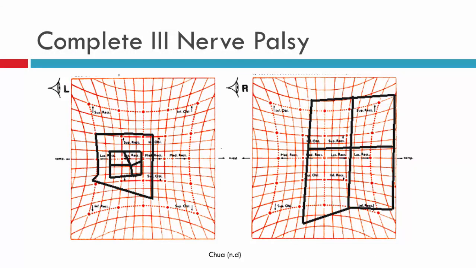Having a look at the Hess chart, we can see this ocular posture here as well. So here we have a left complete third nerve palsy, and what we see is the eye is out and down. We also see the underaction of a number of extraocular muscles, the superior rectus here, the inferior oblique here, the inferior rectus here, and the medial rectus here. So here we have a complete third.